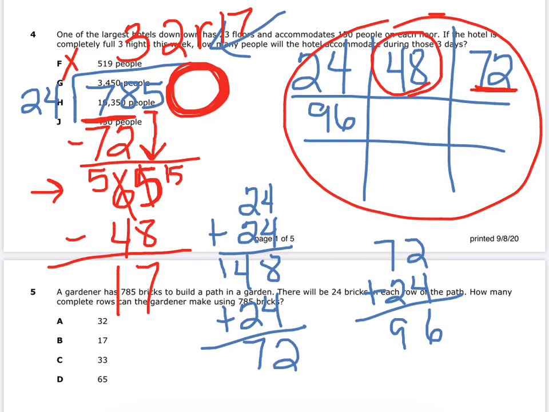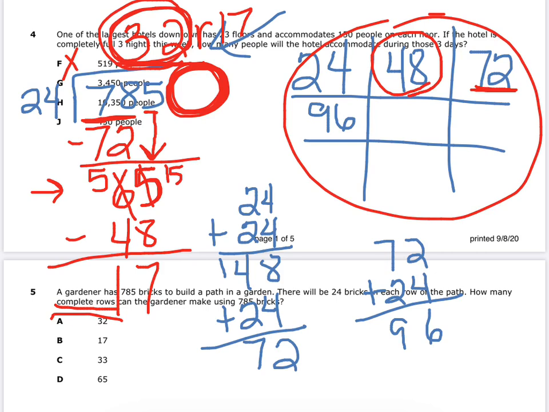And it said, a gardener has 785 bricks to build a path in the garden. There will be 24 bricks in each row. How many complete rows can the gardener make? Well, I have 32 complete rows with 17 left over. So my answer would be 32, because I have 32 complete. The remainder is what's left over.